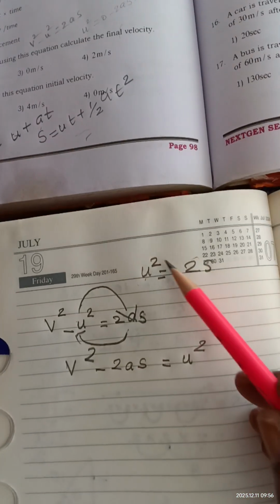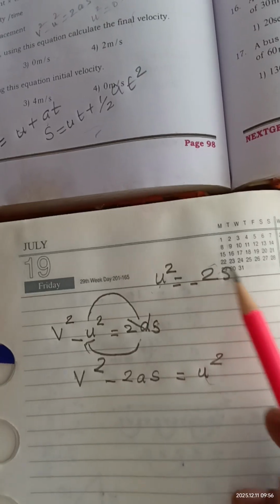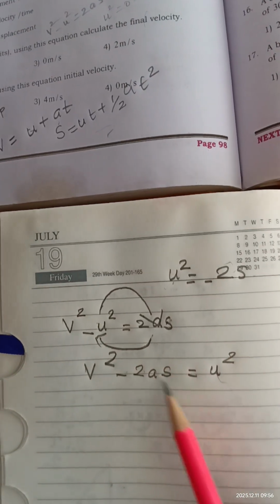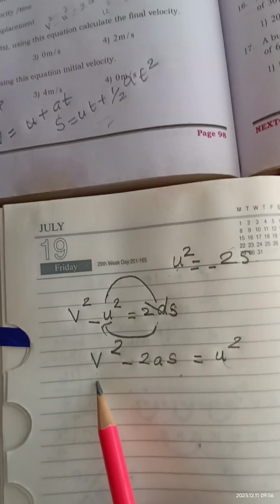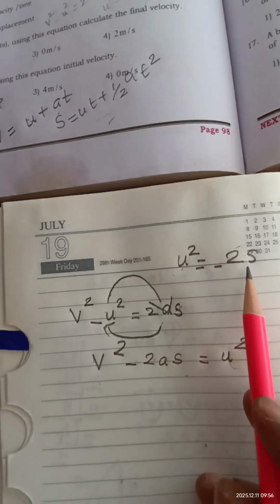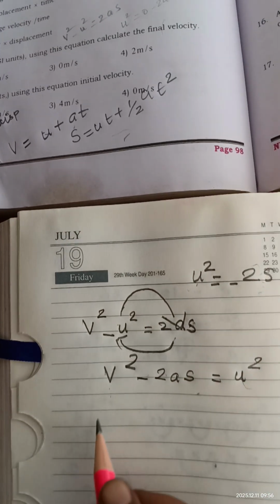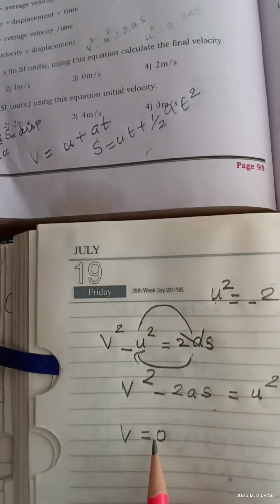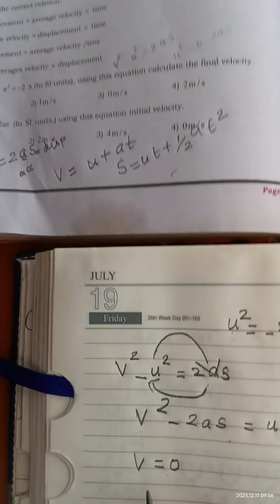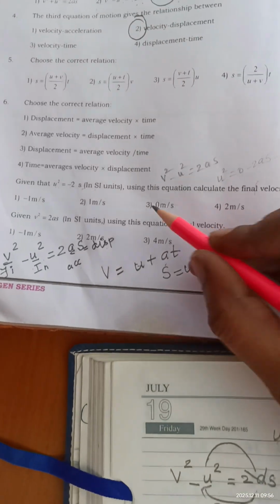Now see, u square, minus 2s and minus 2as, and according to the formula we have v square. Is there any term related to v square here? No. That means the value of v is equal to 0. So what is the value of final velocity? 0. So here which option will come? Option 3.